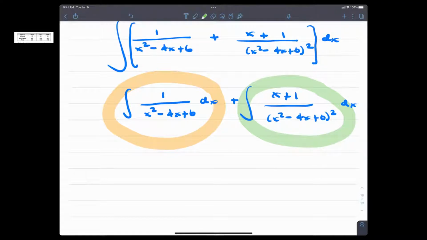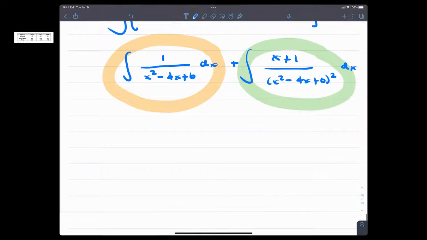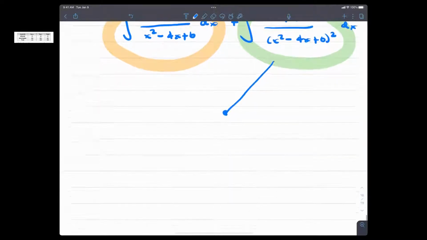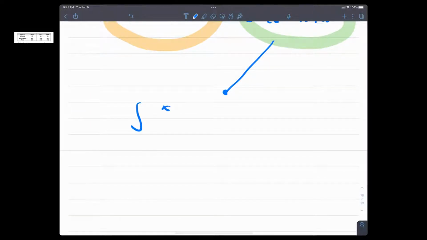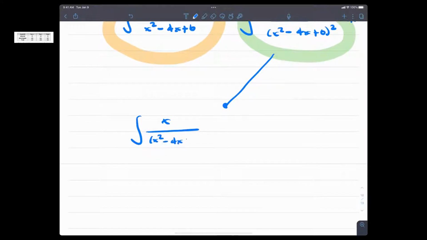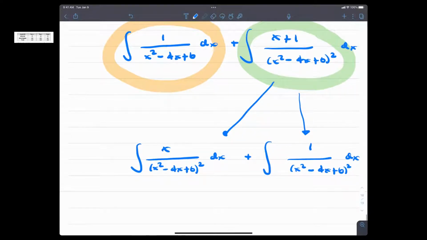But I kind of want to give you a remark here. This one can be written if you want to do it that way. I think it could be done different ways, but let me do this for the green. x over x squared minus 4x plus 6 squared dx. And you can do this if you want, 1 over x squared minus 4x plus 6 squared dx. So that both of these here are in green.